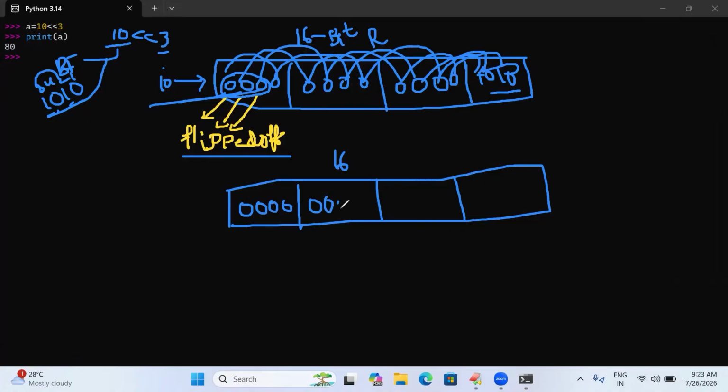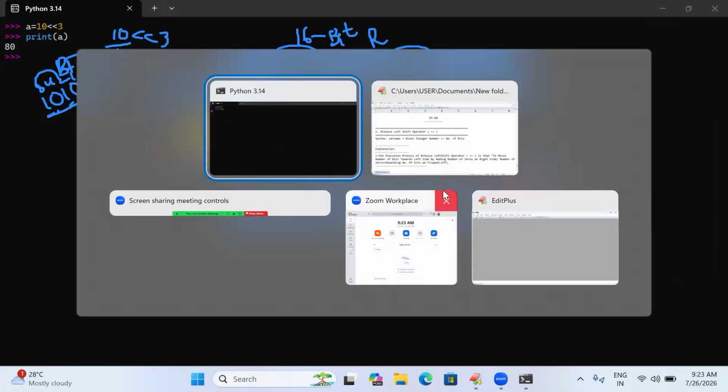0, 0, 0, 0, right? So here you consider like this: 0, 1, 0, 1. Here 0. We are getting 3 empty spaces. So in these empty places, we have to add zeros, right? So 0, 0, 0. Why do we have to add zeros here?